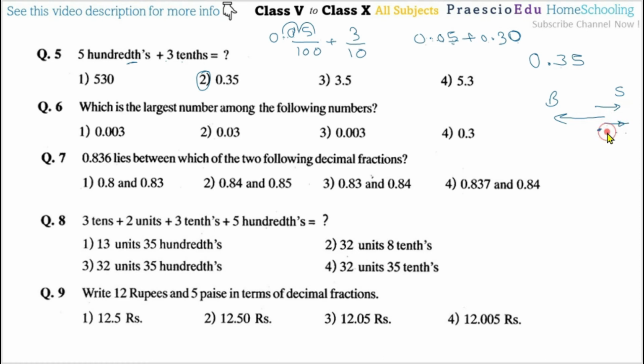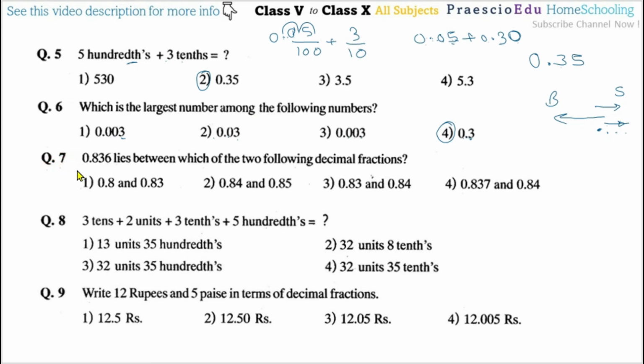Now here if you see 0.3, after the point the tenths digit is 3. In the others, the 3 is at the hundredths place and at the thousandths place. So comparing, the 3 in the tenths place makes this bigger than the others. So option number 4 is the correct one.